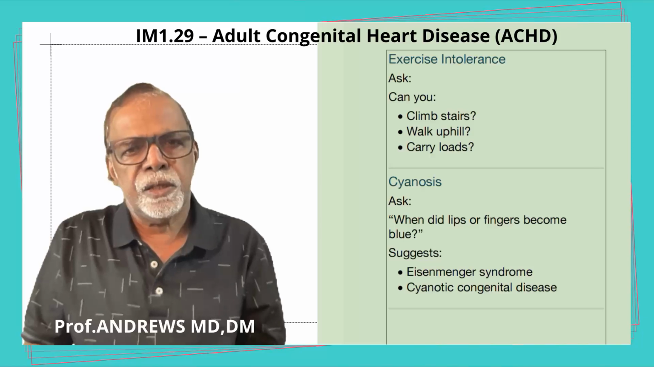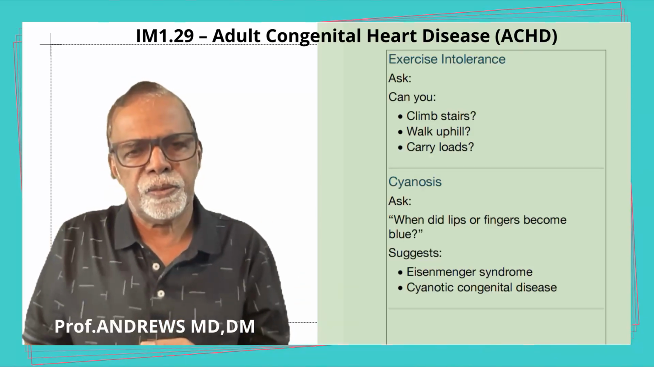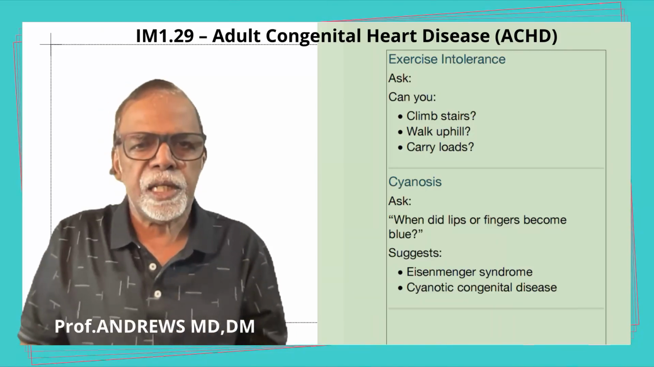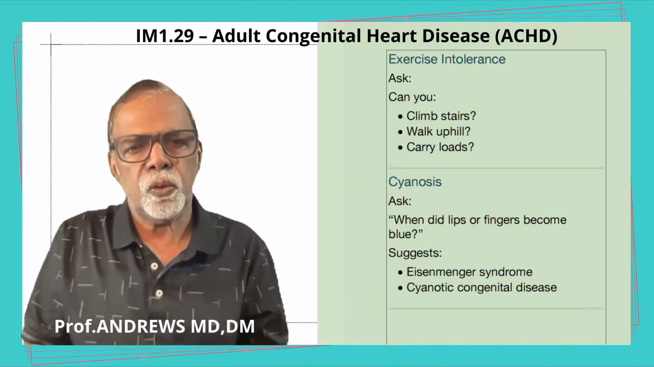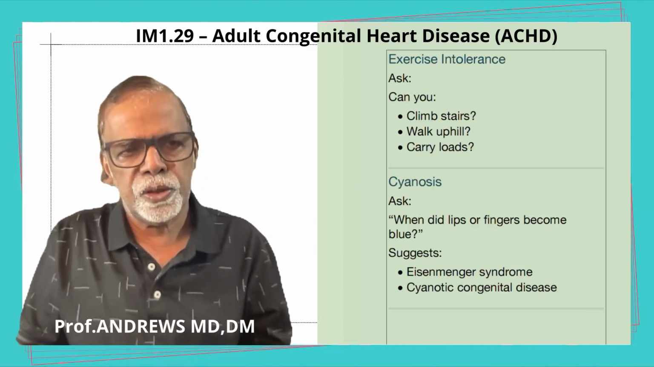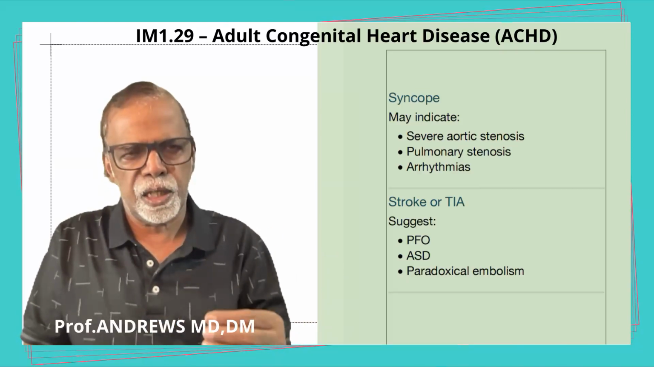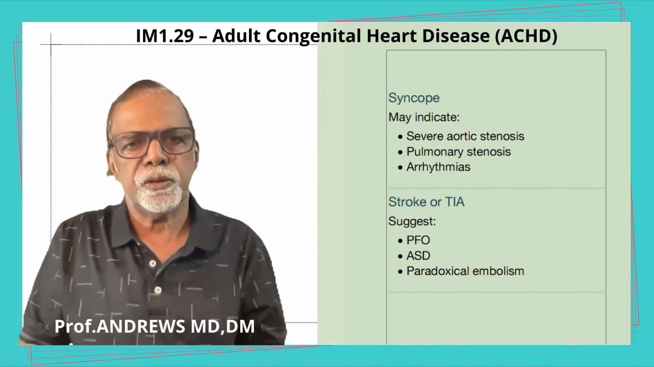Patients can develop exercise intolerance with the development of pulmonary hypertension or development of heart failure. So ask questions like climbing stairs, walking uphill, etc. And specifically ask about cyanosis. When did your lips or fingers become blue? So the cyanosis indicates either a cyanotic congenital heart disease, if it was present earlier, or later development indicates the development of an Eisenmenger syndrome.